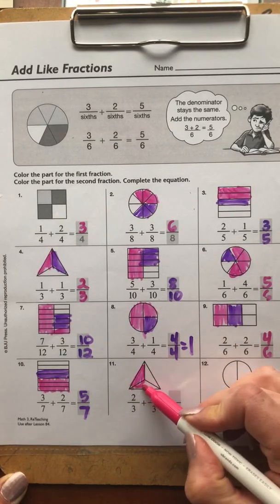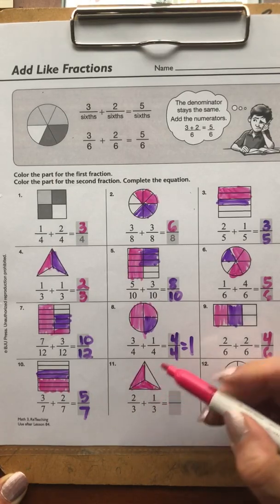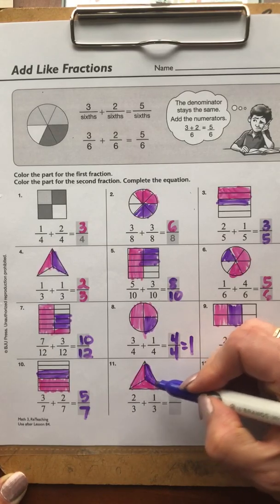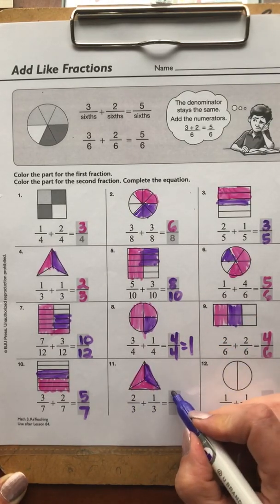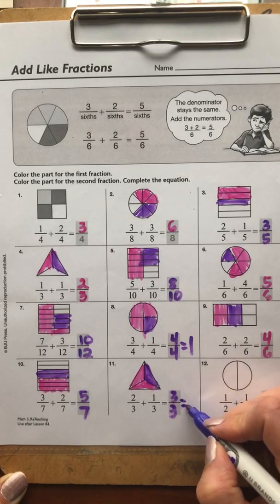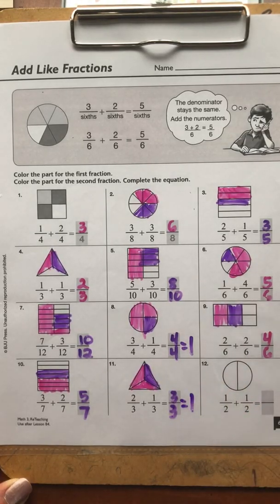So you're going to color in 2/3. And then we're going to add 1/3 to that. So I color that a different color. 2 plus 1 is 3. And our denominator stays the same. Our answer is 3/3, remember, which is equal to 1 whole.